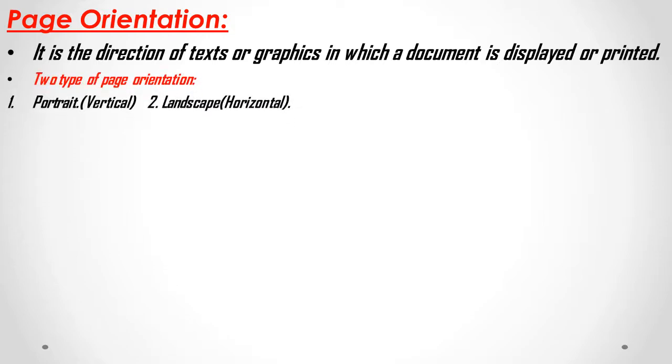By default, there are two types of page orientation. One is portrait, the second one is landscape. Portrait is nothing but vertical. Vertical means standing line. What is the meaning of vertical? Standing line. The next is landscape. Landscape means horizontal. Horizontal means how it will be? It will be like a sleeping line.